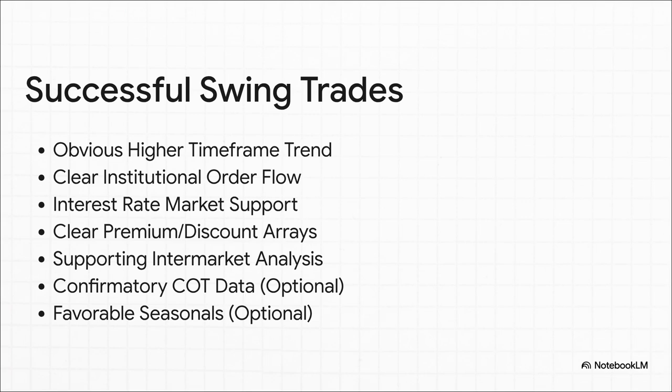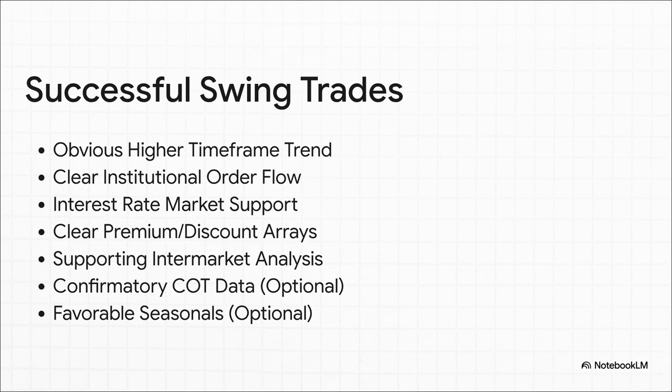And here's that checklist. This is really your first, most important filter. You've got to ask yourself, is the trend on the higher time frame just obvious? Is the institutional order flow crystal clear? Do we have support from interest rates and intermarket analysis? And crucially, are there clear premium/discount arrays, or PDAs, that give us a map for where price might go?